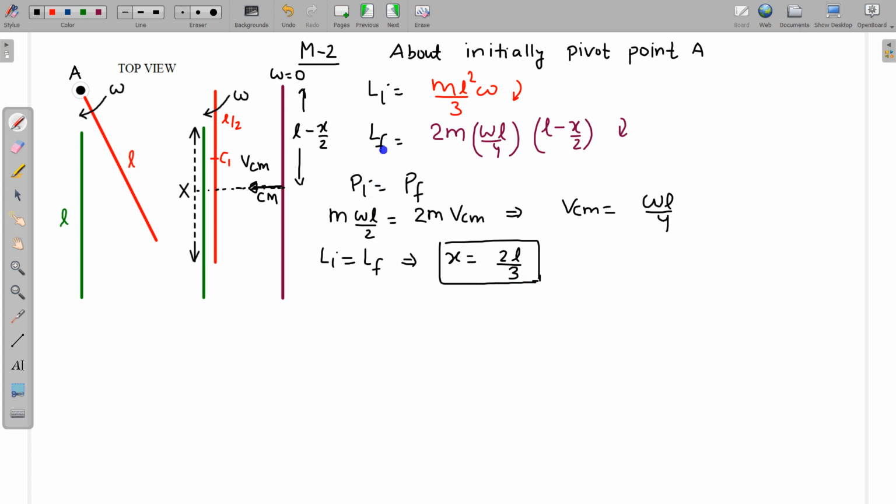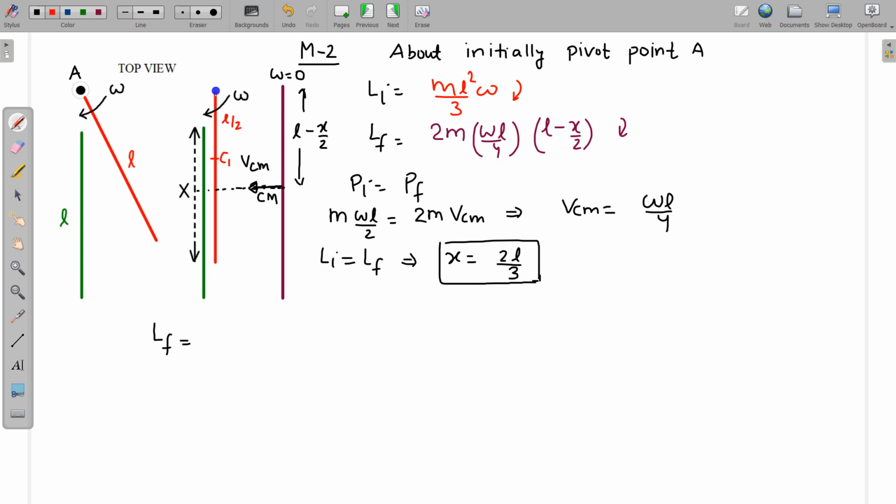In writing L final, you can also write L final as two separate terms. You can separately write for red, and you can separately write for green also. So I am writing L final as L due to the red rod and L due to the green rod separately. If I write due to red one, just concentrate on this rod. This rod is not rotating after collision, and I am writing about this point.